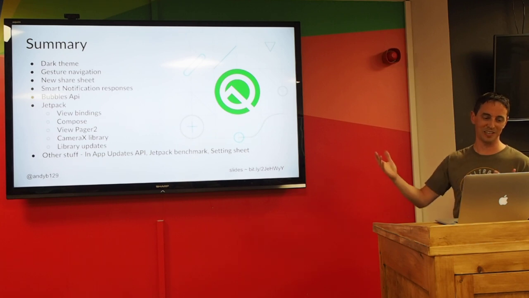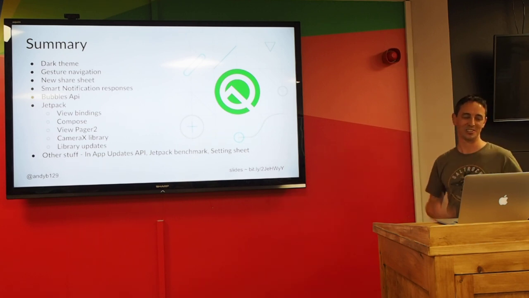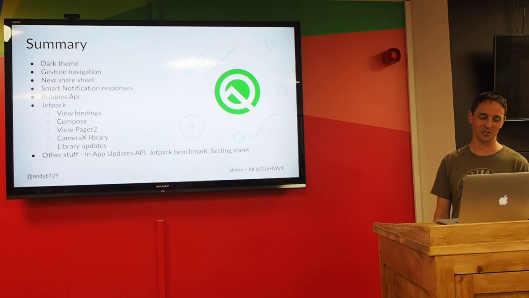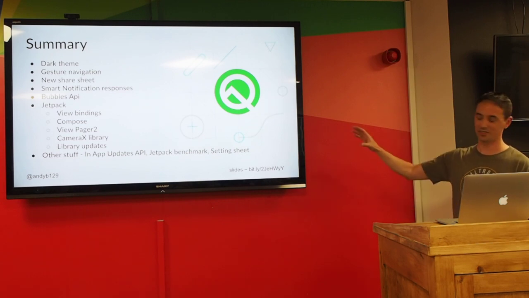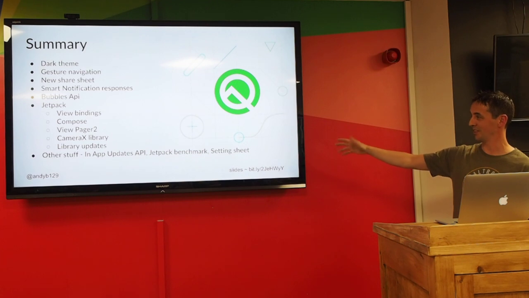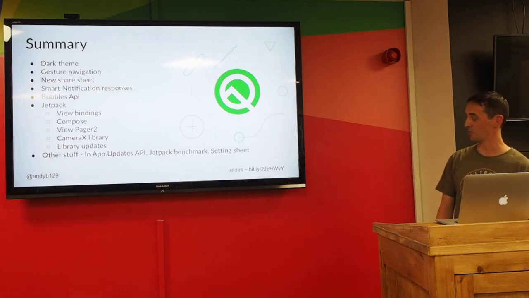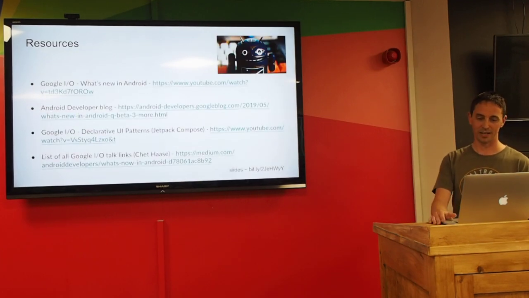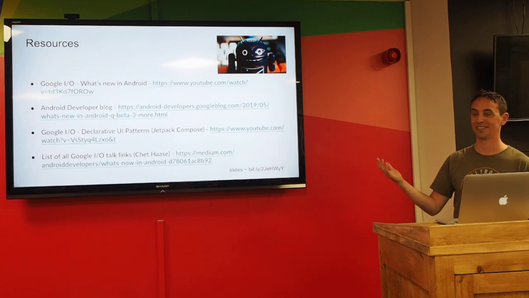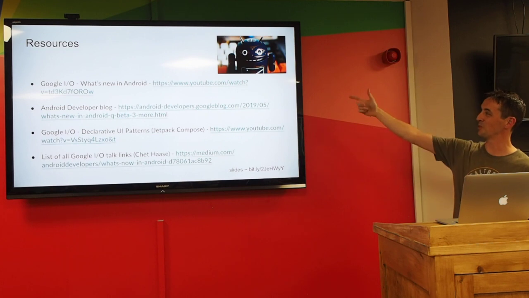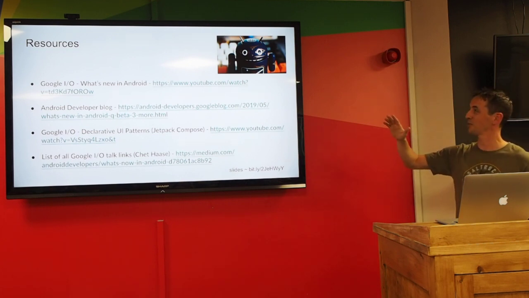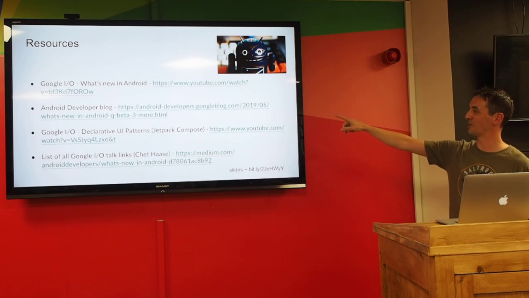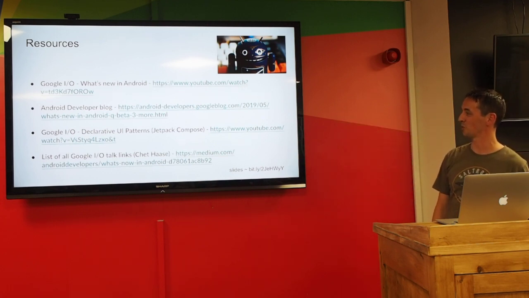Summary: dark theme, gesture navigation, share sheet, smart notifications, Bubble API, all the Jetpack stuff, which is amazing, and in-app updates, benchmark and share sheet, and some resources if you haven't had enough. Go here, read some stuff. What's New in Android? Any similarities to my talk? Completely coincidental. Android Developer Blog, that's all the things I've been talking about.